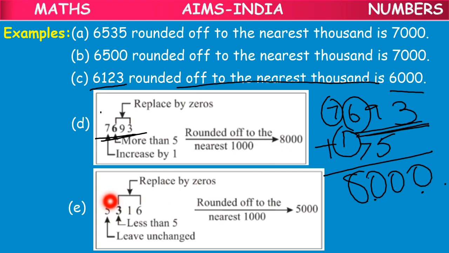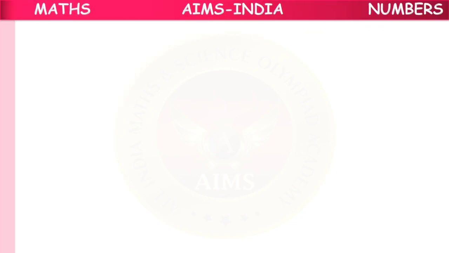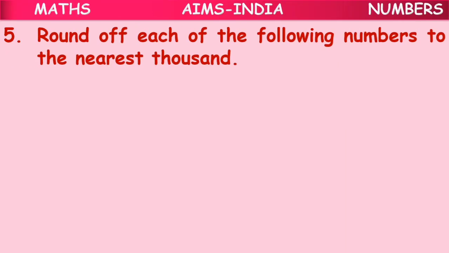And the last example, 5316. Now 3 is in hundreds place. It is less than 5. So the digit in thousands place remains unchanged. 5 will be written as 5 only. Now the digits in ones, tens and hundreds places will be replaced by zeros. So 5316 rounded off to the nearest thousand becomes 5000. Is this clear, students? We took a lot of examples and understood, right? Yes, that was about rounding off numbers to the nearest thousands.